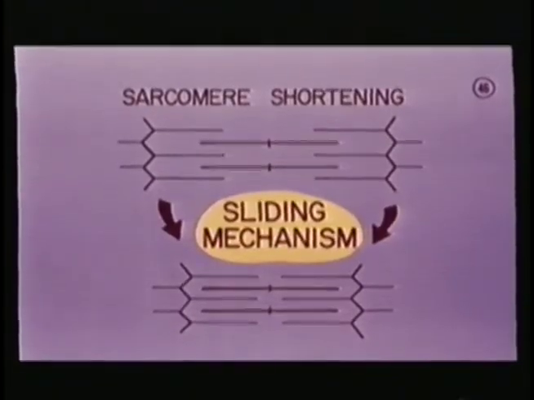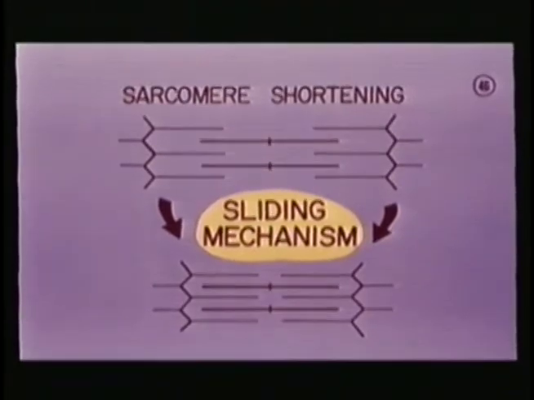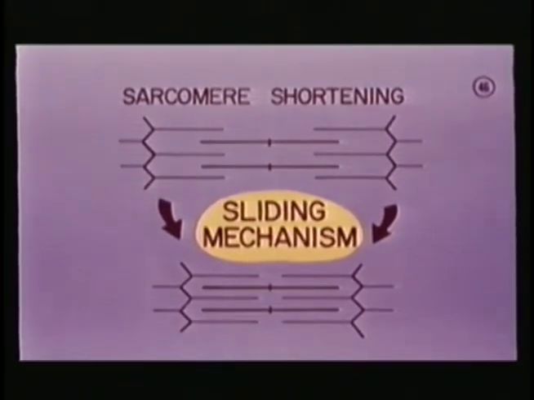Slide 46. It has therefore been concluded that sarcomere shortening takes place by a sliding mechanism, that is, by the translocation of thin filaments past thick filaments. During shortening, the thin filaments move toward the middle of the thick filaments, that is, toward the M line.